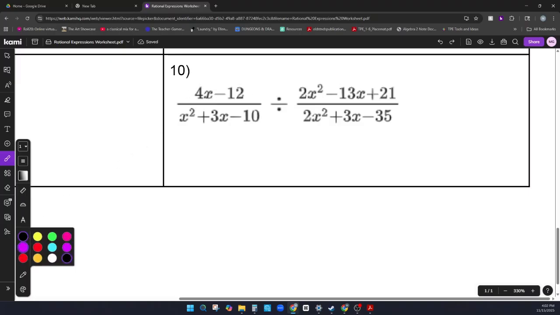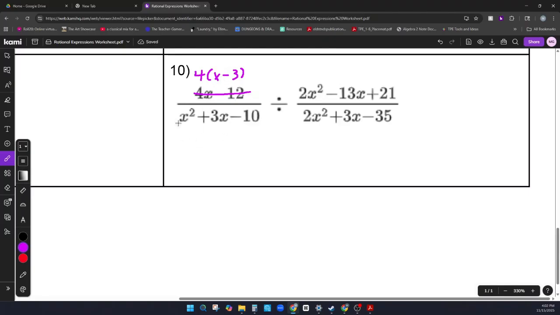This numerator has the 4 in common, so I'm going to factor out a 4. So I'm left with 4 times x minus 3, because I took out a 4. 12 divided by 4 is 3. And I completely factored my numerator here. I saw what was in common, and I was able to take that out.